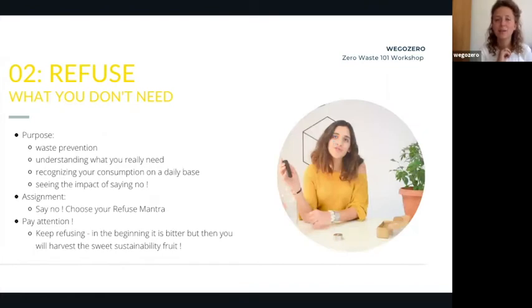Let's start with the first one. So refuse what you don't need. Sounds quite simple, right? But why should we do that? And how can we put it into practice? So why should we refuse? First of all, it's preventing waste. Second, when you're refusing what you don't need, you understand all of a sudden what you really need. You recognize your daily consumption, so you are aware of what you really consume, and you see your own impact of saying no, which can be quite surprising sometimes.